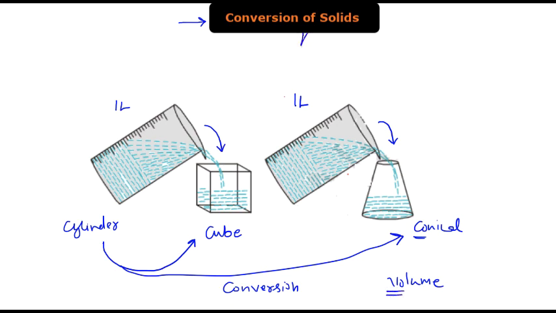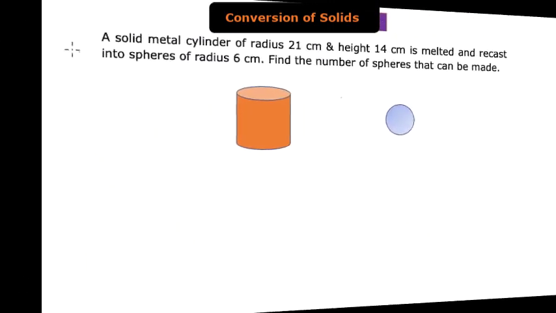And that is precisely the purpose of this tutorial: when we talk about the conversion of solids, we are talking about the conversion of volume from one shape into another shape, assuming that we are not altering any other properties of that material, such as density. So to better understand, let's take a look at some examples. Take a look at this example.